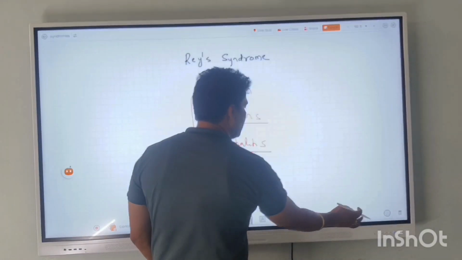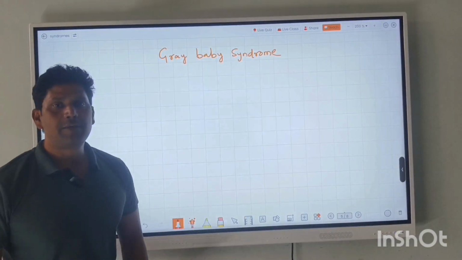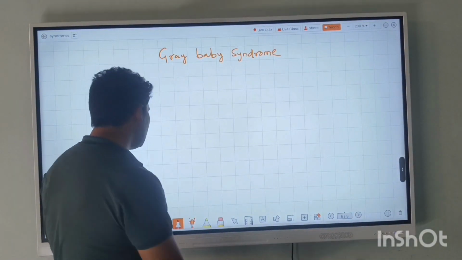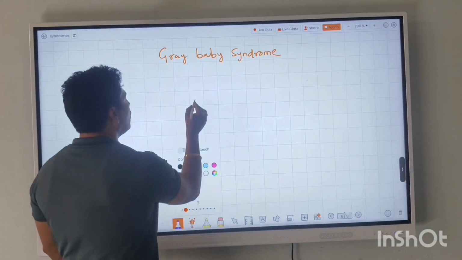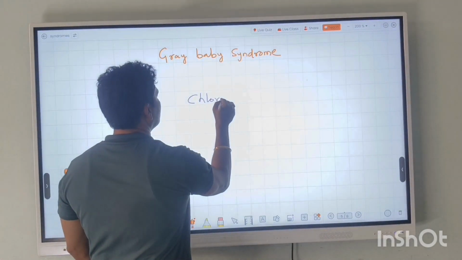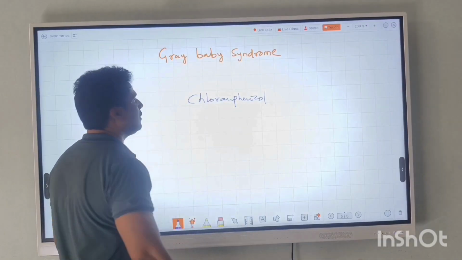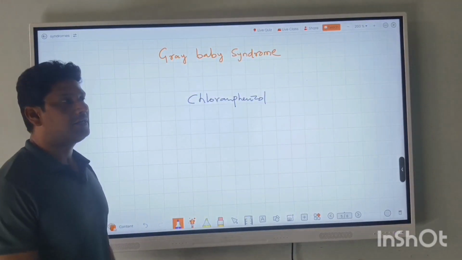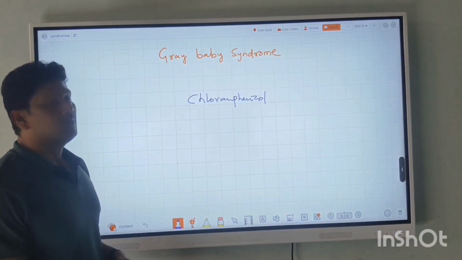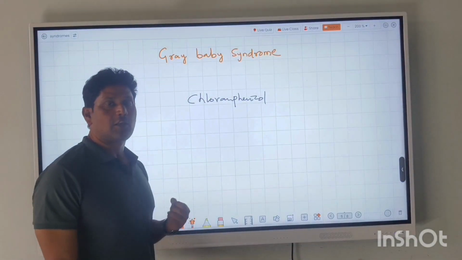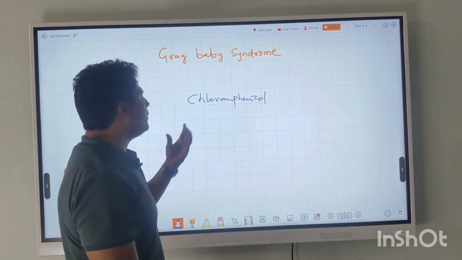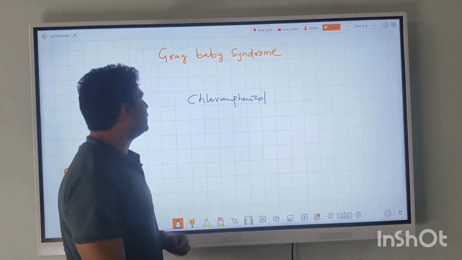And the next syndrome is Gray baby syndrome. Gray baby syndrome is caused by chloramphenicol. So this chloramphenicol is a broad spectrum antibiotic. It works on both gram-positive as well as gram-negative bacteria. It inhibits the protein synthesis of bacteria.